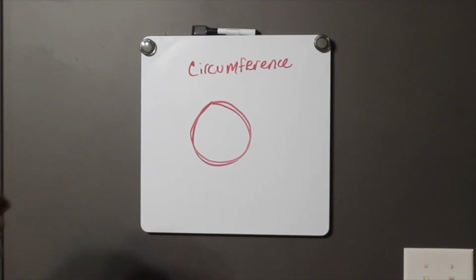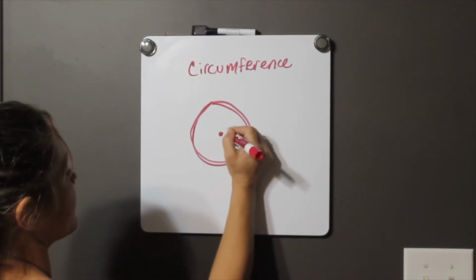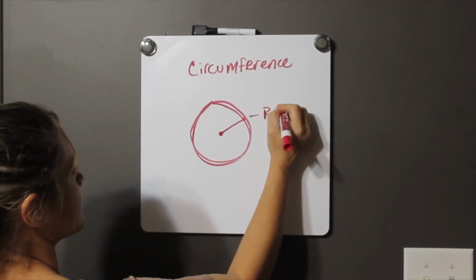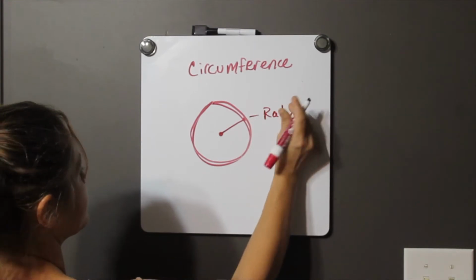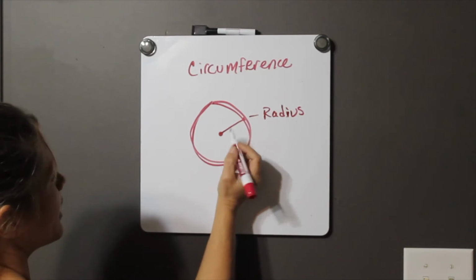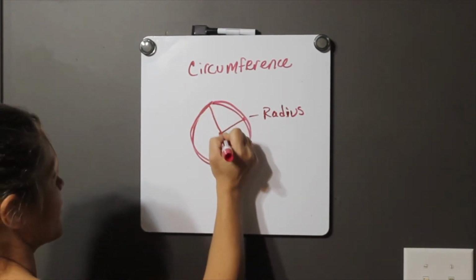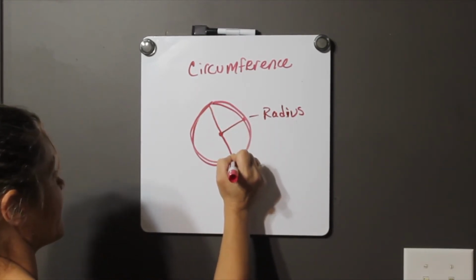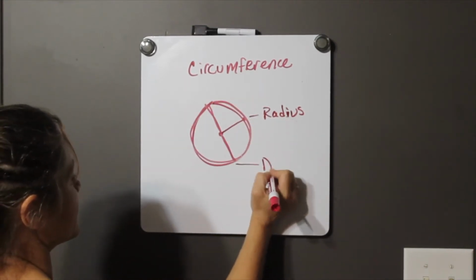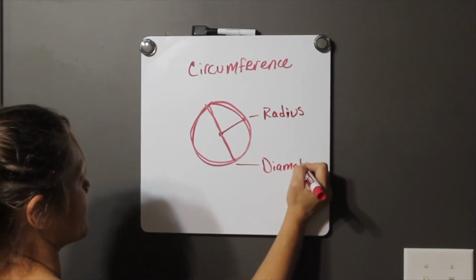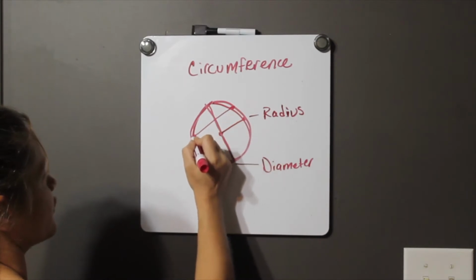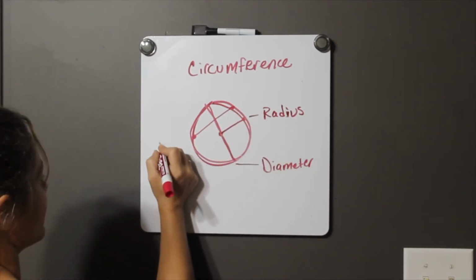there's a couple of terms we have to review. So a line that goes from the center of the circle out to the edge is called a radius. Because it radiates out. Two radiuses together on opposite ends, so it goes from one side of the circle through the center to the other side of the circle, is diameter. And a random line that doesn't go through the center of the circle but goes from one side to the other is called a chord.